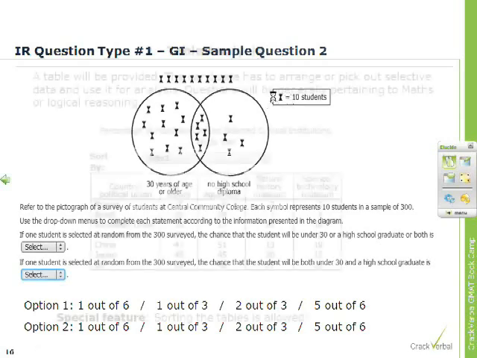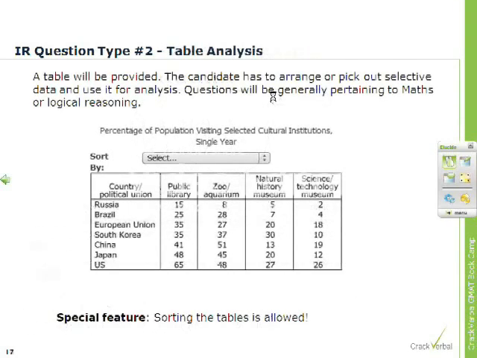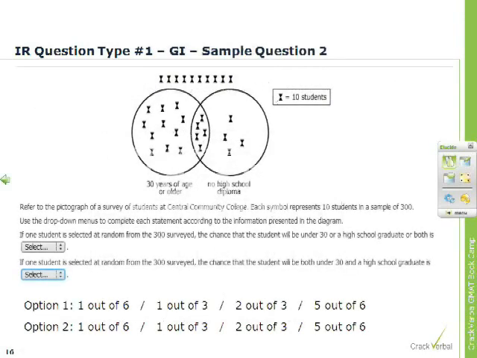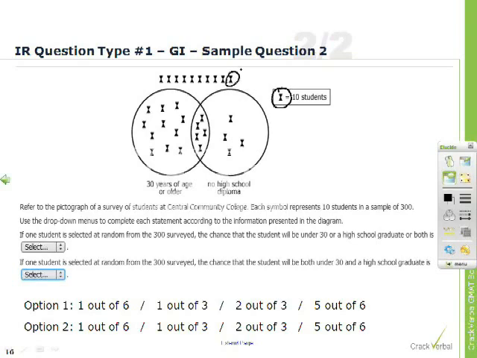So this one represents 10 students. So every hourglass symbol represents 10 students, right? These are drop down menus to complete each statement, right? So you have to use your basic sets knowledge to get to this entire thing. Quickly, 3 minutes.